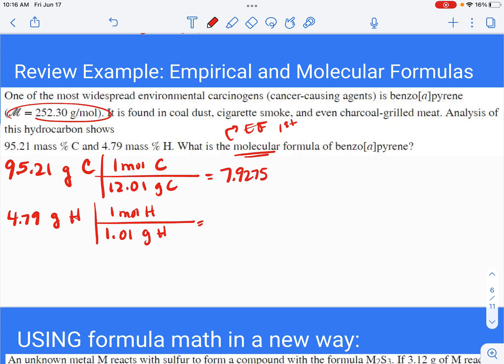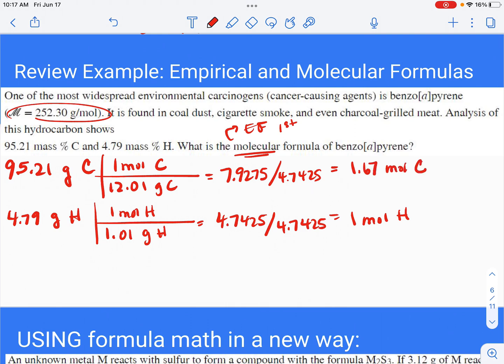Notice I'm keeping lots of significant figures. 4.7425. I really need to make sure that I don't cut these off short. So I'm keeping lots. So percent to mass, mass to moles, divide by small. In this case, that would be this one, 4.7425. 4.7425 gives me 1 mole of H. And when I divide this out, I get 1.67 moles of carbon.